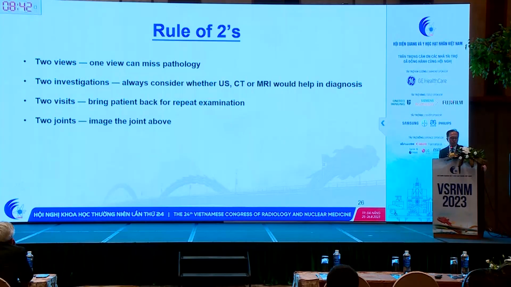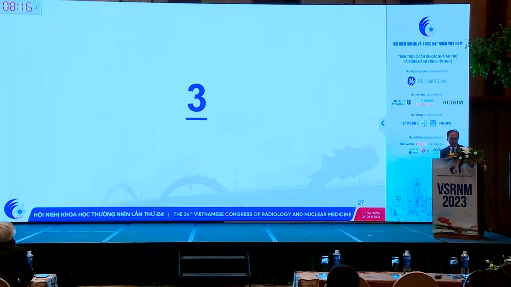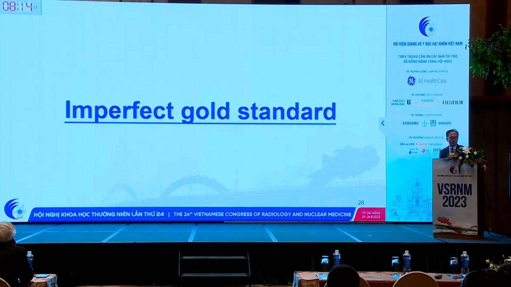And we also need 2 visits, that is a follow-up study, to bring back the patient and repeat the exam in 2 weeks. And 2 joints: image the joint above, not only the painful joint that we have to identify, but also in some cases, especially in the ankle joint, we have to image the knee joint as well. Okay, the third part is the imperfect gold standard.